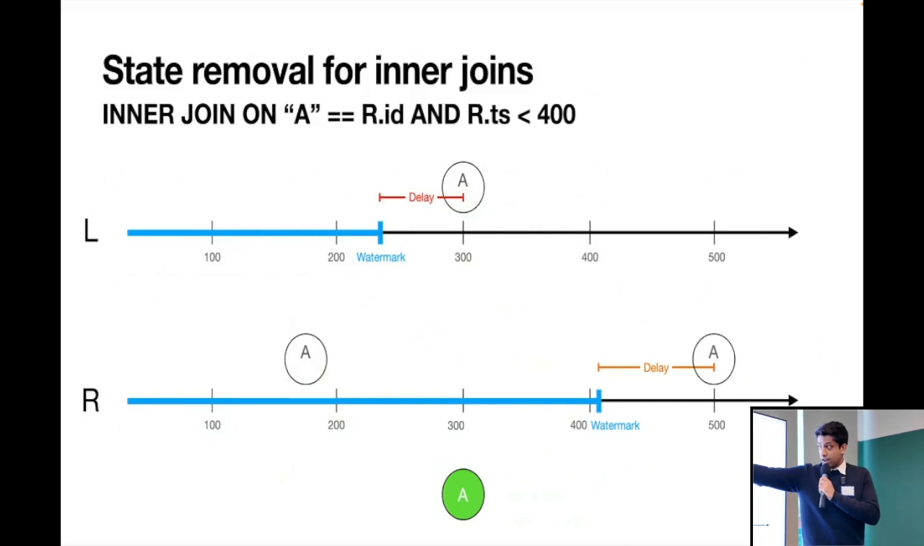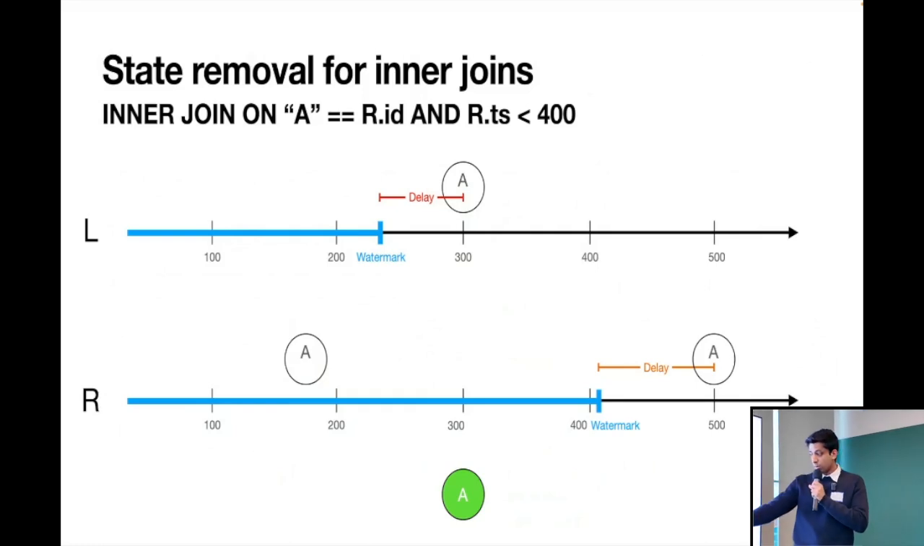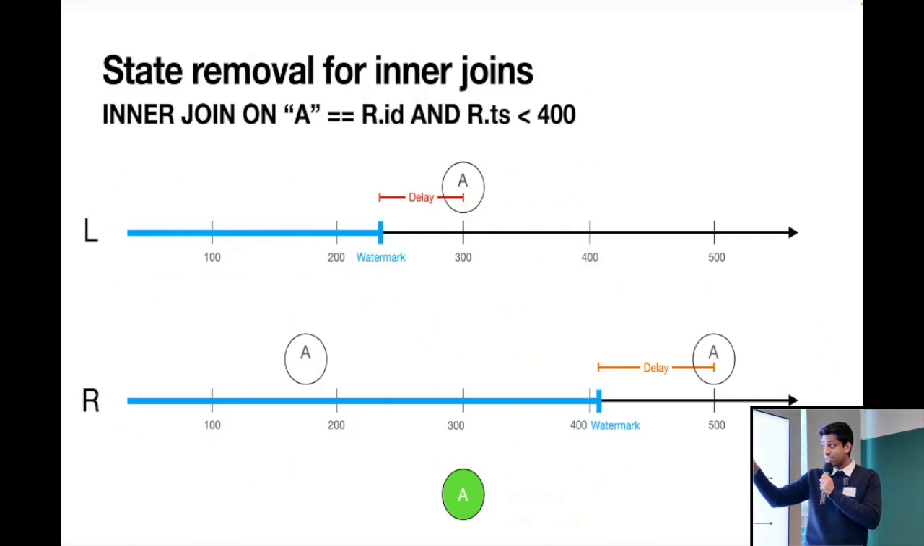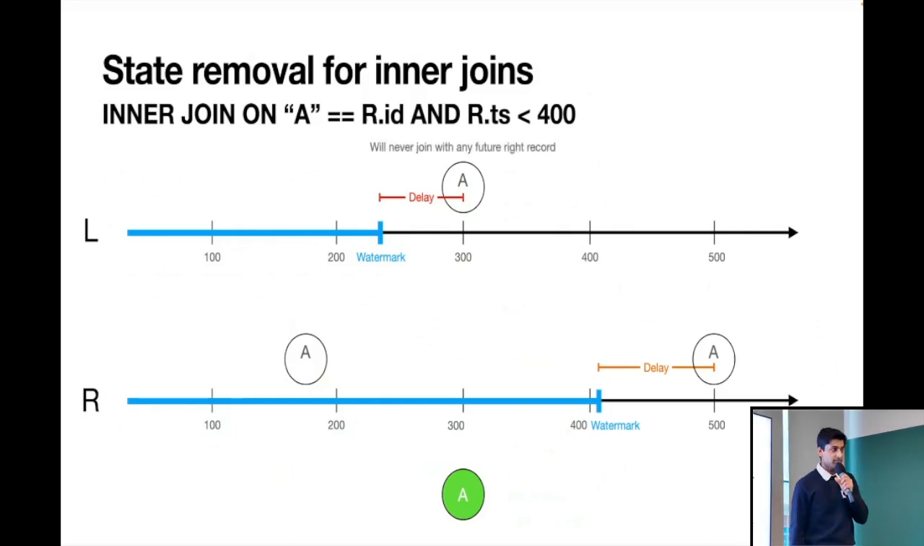This record on the top will join with something on the right when this condition is true. But the streaming engine will realize that the watermark on the right is greater than 400, and so this can never be true in the future. It evaluates to inner join on A equals right.id and false. The and false makes the entire thing false. And this thing is marked for removal, and it gets evicted from state. Great, okay.